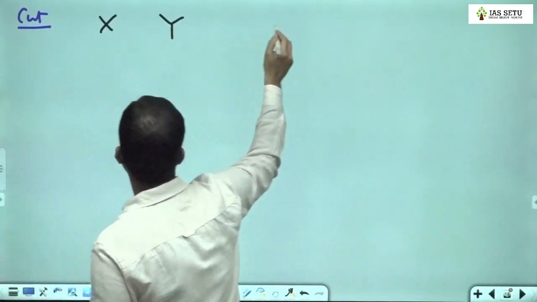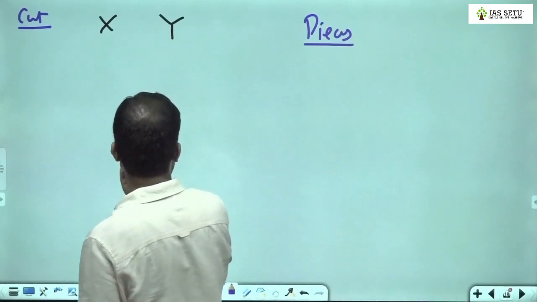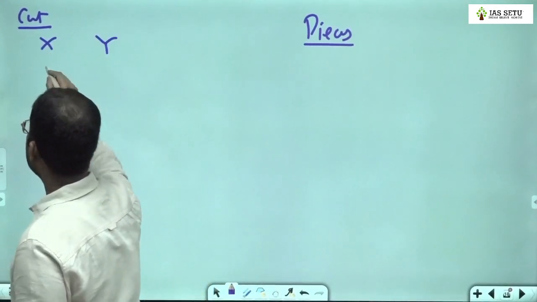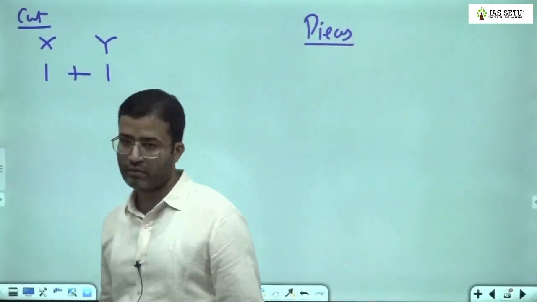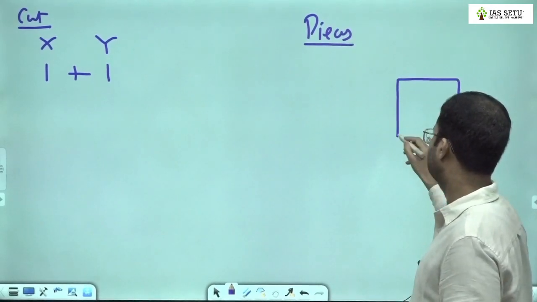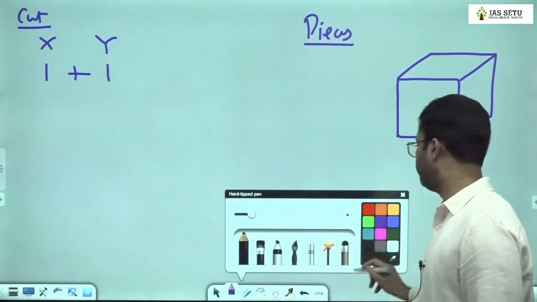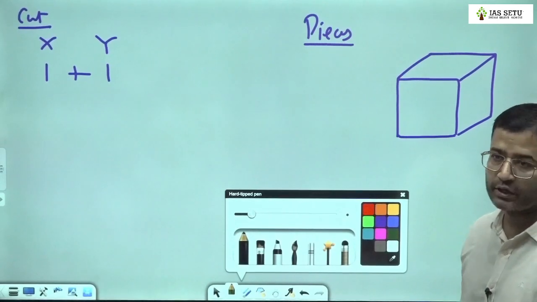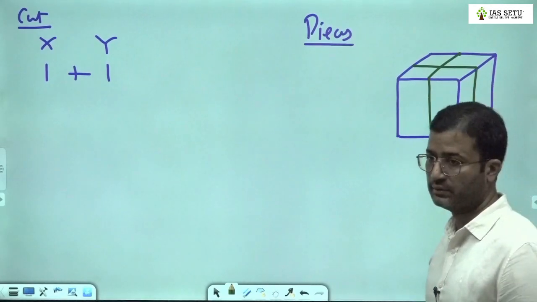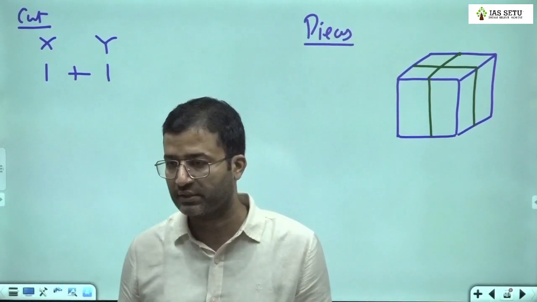Cuts, we have to see pieces. If I make cut 1 plus 1. How will we make two cuts here? One cut on this axis, second cut on this axis. One cut along this axis, second cut along this axis.